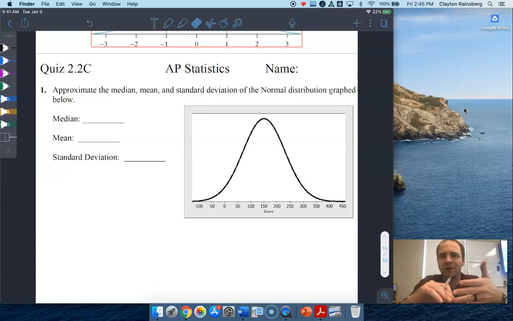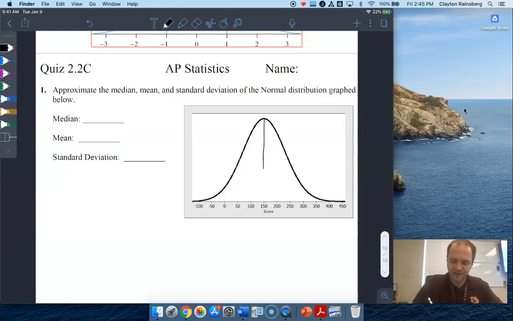We're told this is a normal distribution graph, and we're asked to find the mean, median, and the standard deviation. Now, what I'm going to do is come right down from the center, and I'm going to tell you the mean and the median is a score of 150. So 150 is my mean and median.